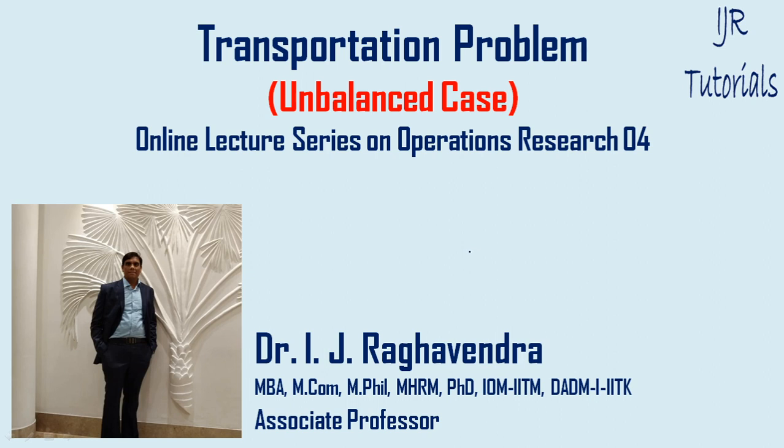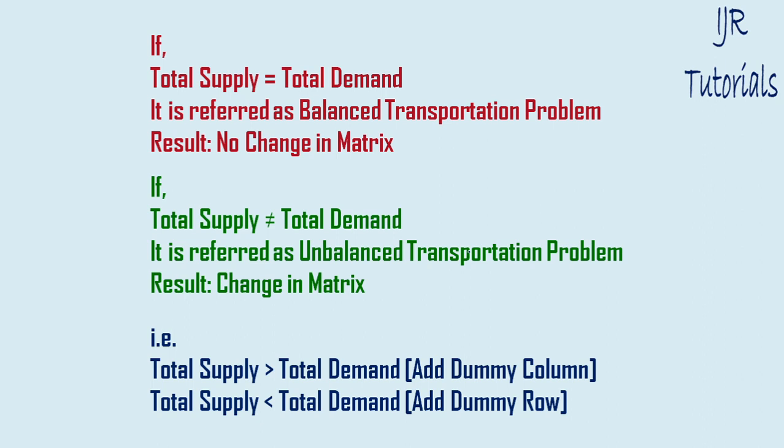So here the question is, what is a balanced problem? What is an unbalanced problem? We all know that the transportation problem consists of supply and demand. If total supply is equal to total demand, in that case, it is referred to as a balanced transportation problem. And the result is there is no change in the matrix. That matrix is ready to solve.